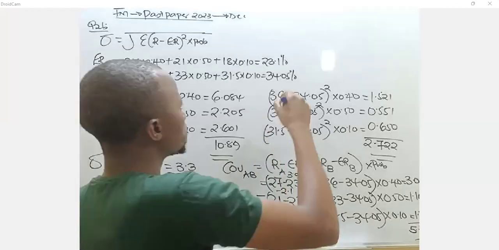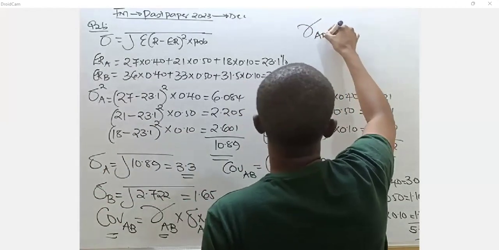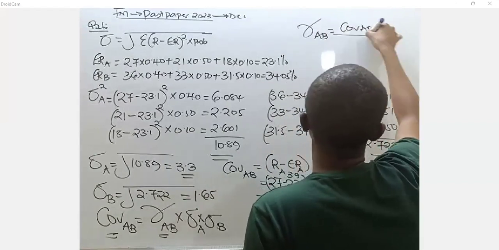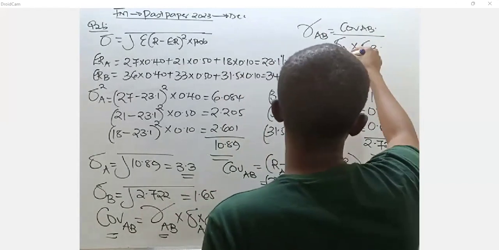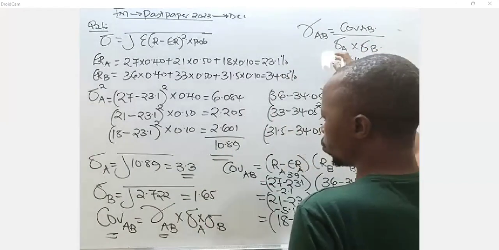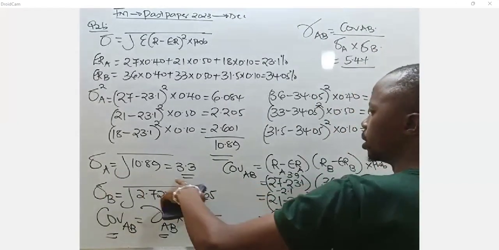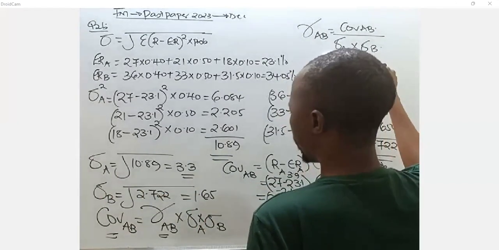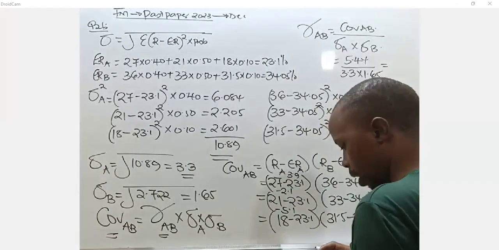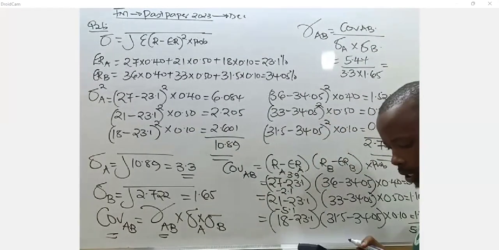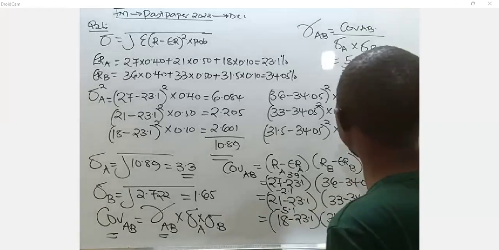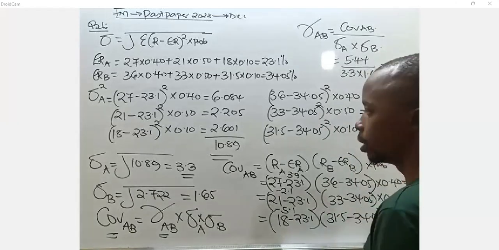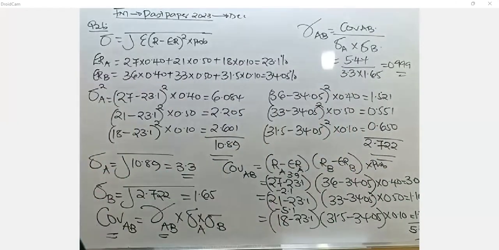No. To get the correlation coefficient of two securities, you need to take the covariance of A and B, divide by the standard deviation of A, and multiply by the standard deviation of B. So the covariance of A and B is 5.44, you divide it by the standard deviation of A. The standard deviation of A, we've got how much? 3.3. We multiply by 1.65. So how much is your answer? Let me start with the multiplication. We are talking about 3.3 multiplied by 1.65. Then we take 5.44 divided by your answer, getting something closer to 0.9999, right? That is the answer for that question.